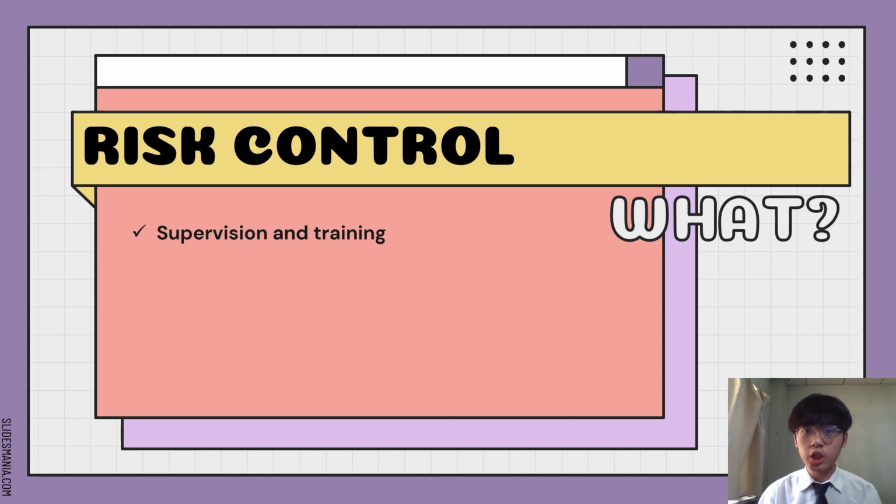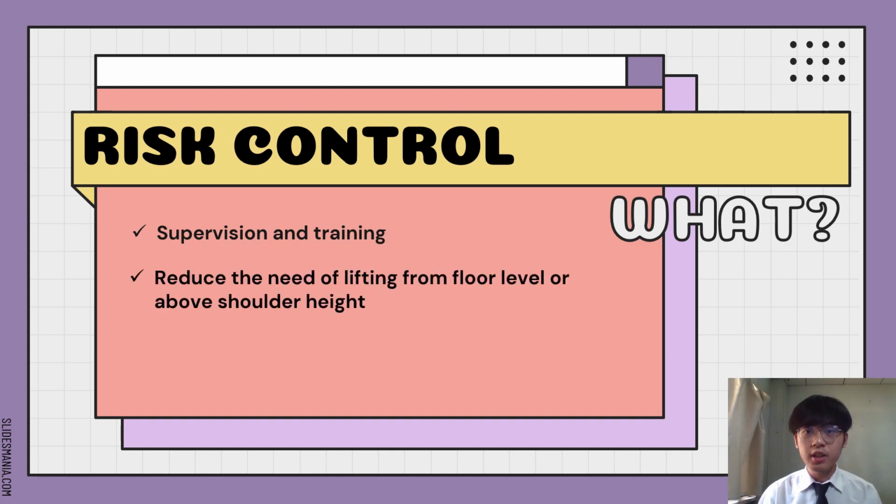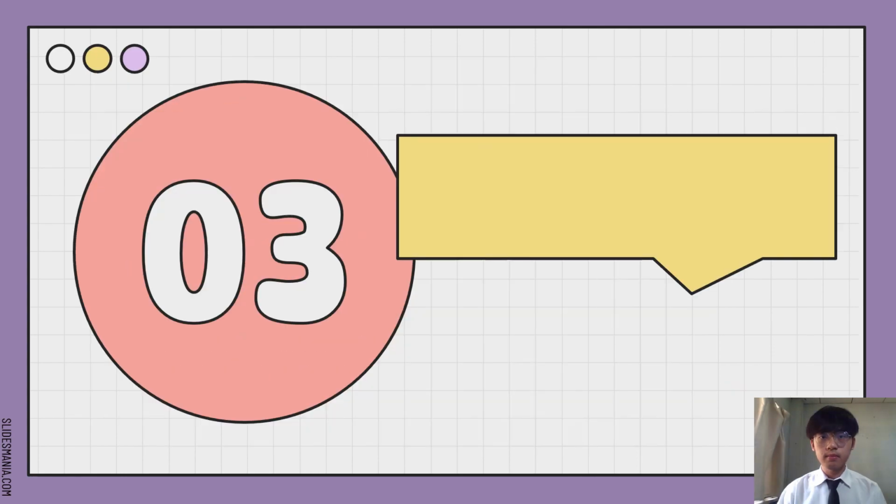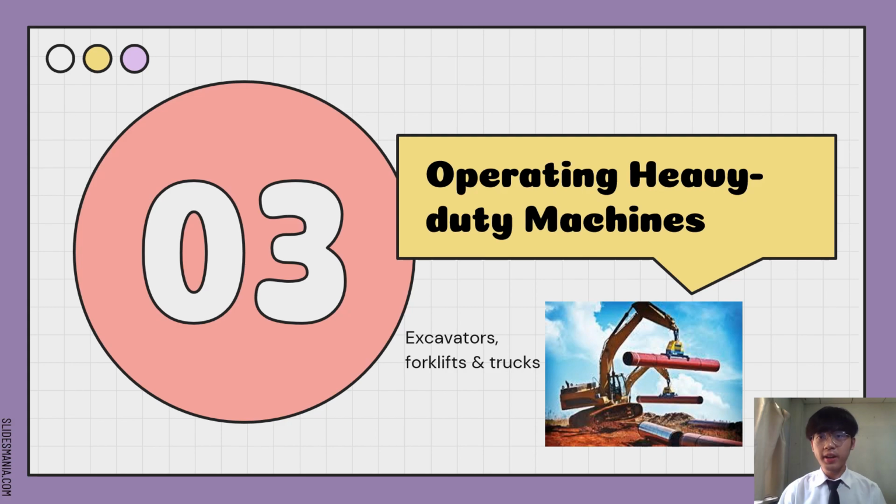It's very important to teach them the proper use of mechanical aids before introducing manual handling as a control measure. Besides, try to reduce the need for lifting from floor level or above shoulder height. Anyways, remember that it's better to push rather than pull the load. Also, we can make changes to the working area to reduce the distance traveled with the load and the need for twisting or bending.